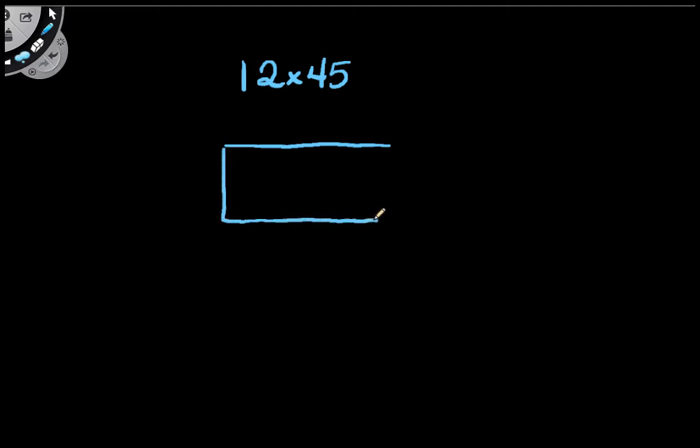If we were to make a model of 12 times 45, we could make an array, and we're going to make an unmarked array that looks like this. So we have our array, and we could say this is a 12 by 45 array. And if we were thinking of this as a real life situation, we could say this is a yard that is 12 feet by 45 feet. And to multiply that, we would do 12 times 45 to get the area.